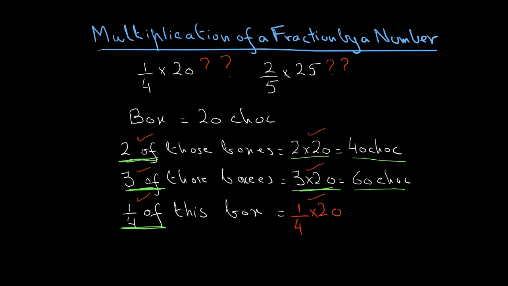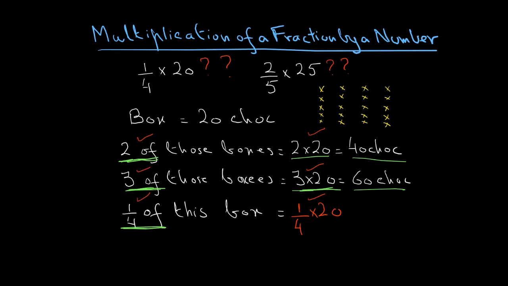But now please note, I know what 1/4 of this box is. So we've already done this problem. The way we've done it is that we know there are 20 chocolates. So here are 20 chocolates: 1, 2, 3, 4, 5, 6, 7, 8, 9, 10, 11, 12, 13, 14, 15, 16, 17, 18, 19, 20.